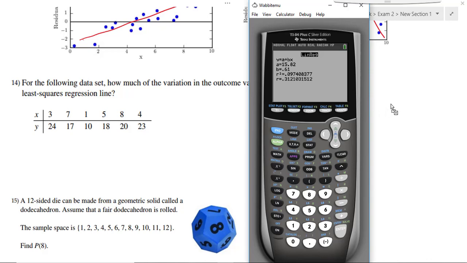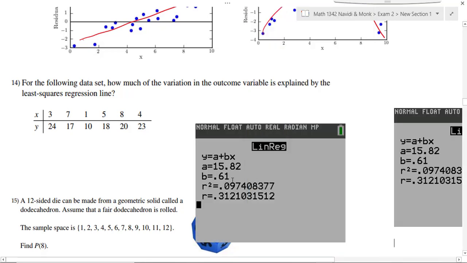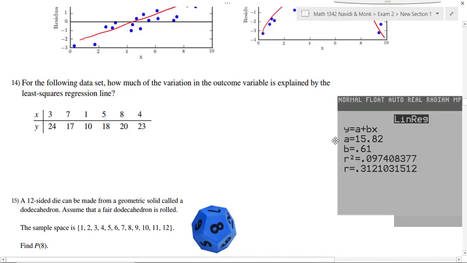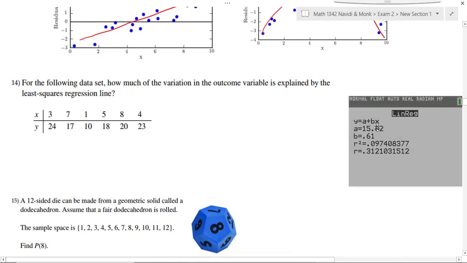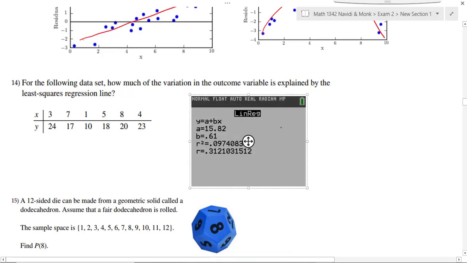What is the percent of variation that's explained by the least squares regression line? Give it to me as a percent. Round it to 1 decimal place. We look at the R squared here, and that number indicates that this would be 9.7%. Remember, to change the decimal to a percent, we have to move that decimal 2 places to the right.